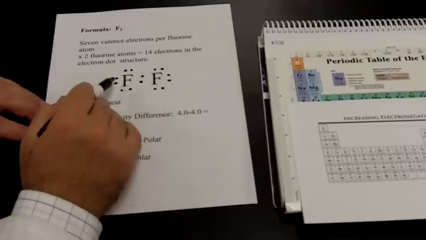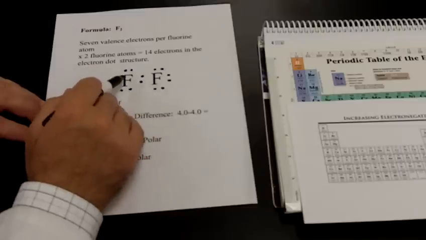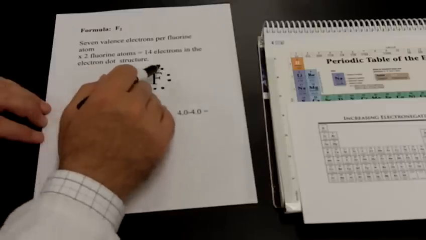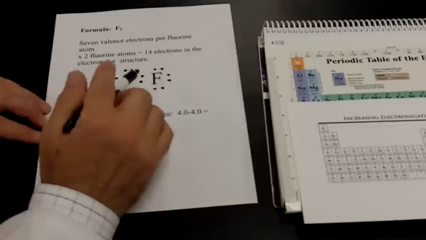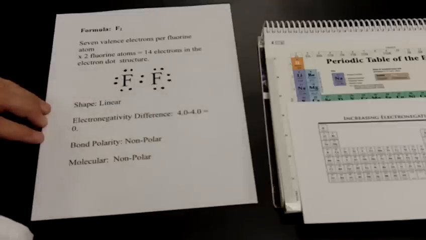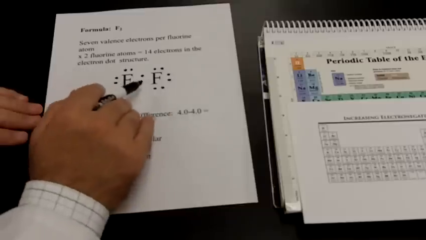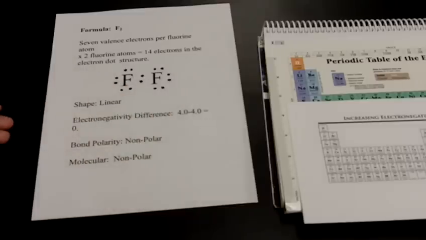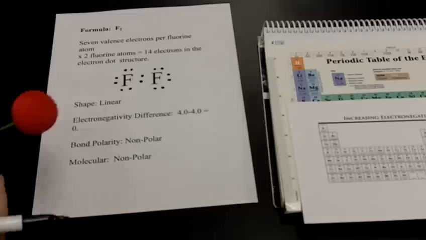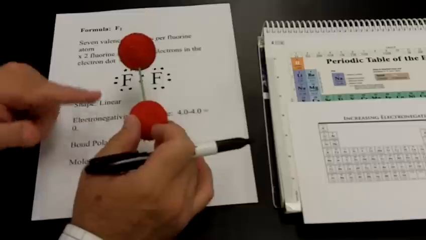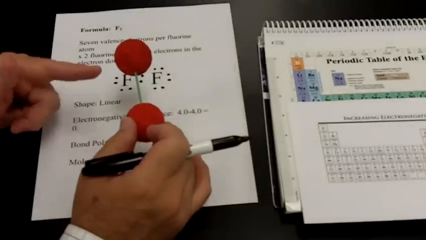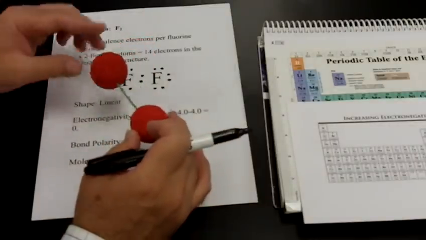Well, let's count. 2, 4, 6, 8. So this fluorine has the octet. 2, 4, 6, 8. This fluorine has the octet. And this is a very reasonable Lewis structure. I can use that Lewis structure to help me to understand what the three-dimensional structure is, and it may look something like this.